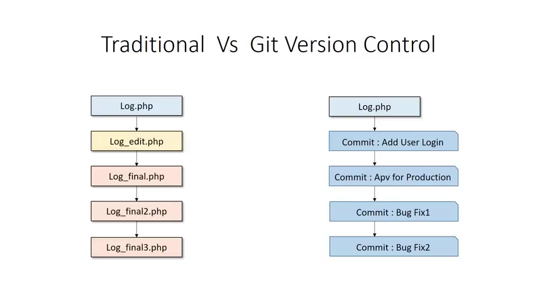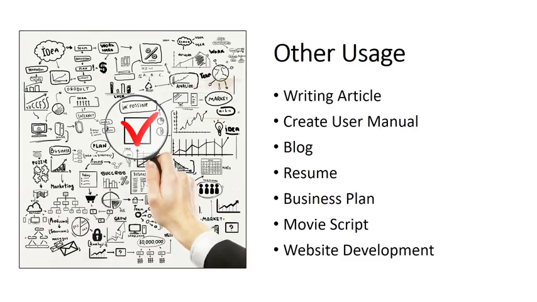So this is not only applicable to the software development environment. I mean, it can be used for anything. Anything that you think at any point you'll need to come back and look at the older version of, you can use Git. Other usages include writing an article, creating a user manual, blog, resume, business plan, movie script, website development, and many more. Right?